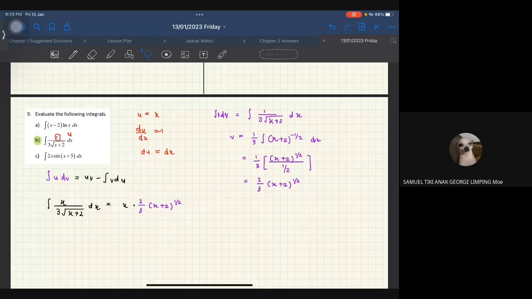Okay, so dia mesti U darab dengan V. And then minus, so minus dengan integral V du. Again, kita akan gunakan V. So, paste lagi sekali. And then what is du? Du is dx. Like this. Okay, so apa yang kita nak buat seterusnya dekat sini? What do we need to do next?